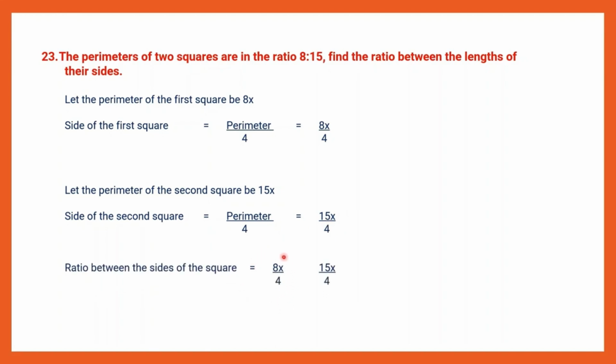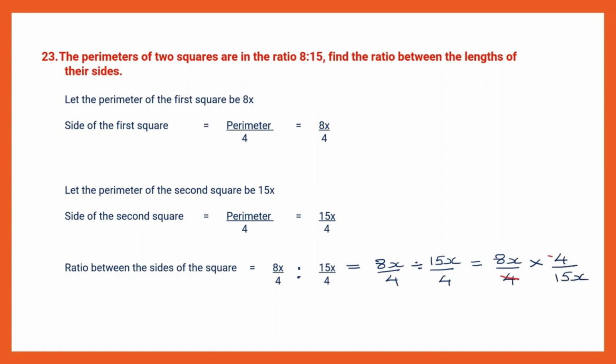Then, now the ratio between the two sides of the square. The first side is 8x by 4. We have just written it here. The second side is 15x by 4, which we have written here. And this is the ratio between the two. Now we can write this as division. So 8x by 4 divided by 15x by 4. Since it's division, we can change it to multiplication. The first fraction remains the same, 8x by 4. Division changes to multiplication, and we write the reciprocal of the second fraction, which is 4 by 15x.